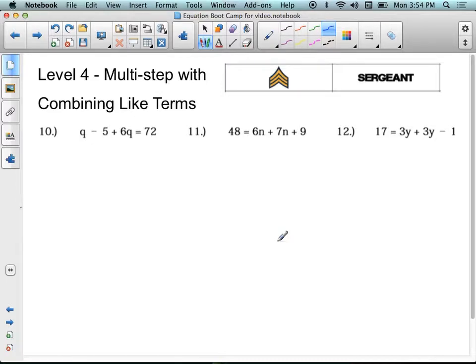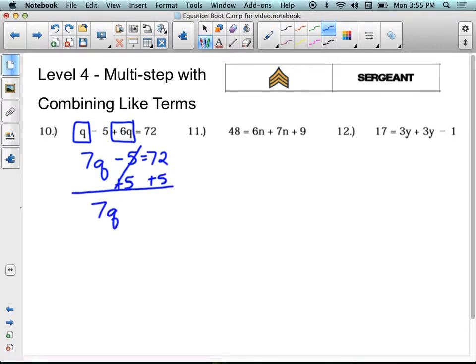What I want you to do first is to combine like terms on the left. So I've got a 1q plus 6q. That would be 7q minus 5 equals 72. Now this is a regular old two-step equation. Remember what we're going to do. 7q is the variable term, minus 5 is the constant term. We're going to add or subtract first to eliminate the constant term. So in this case it's minus 5. I'm going to add 5 to both sides to eliminate that constant term. So I'll get 7q equals 77.